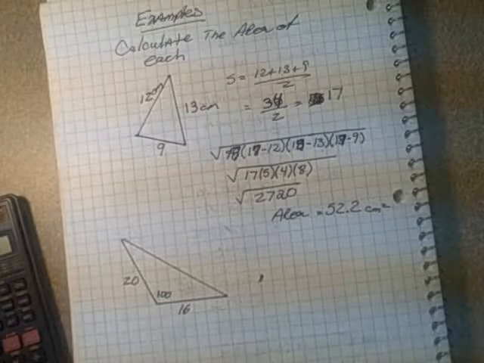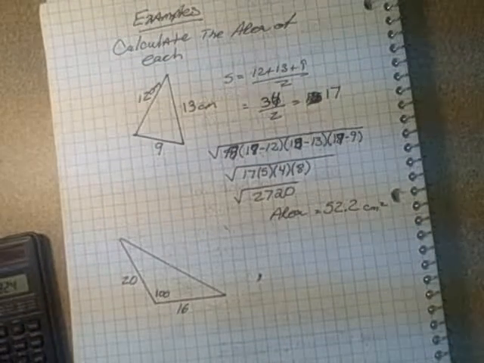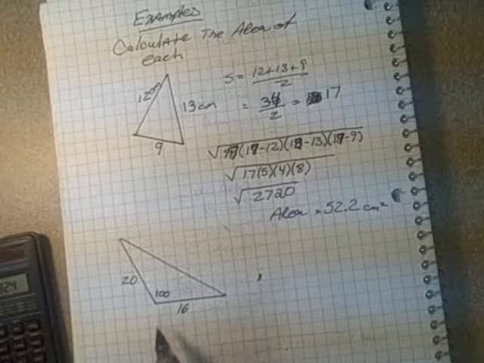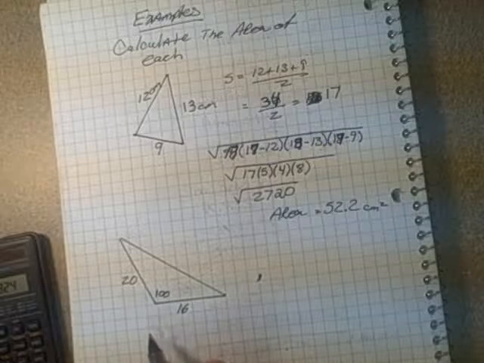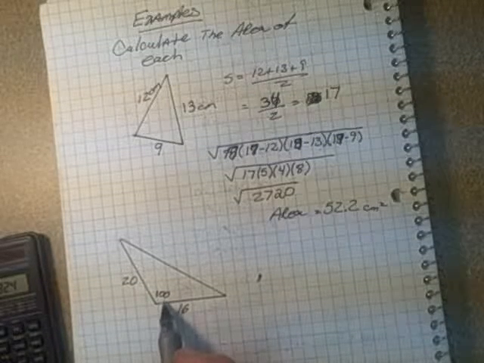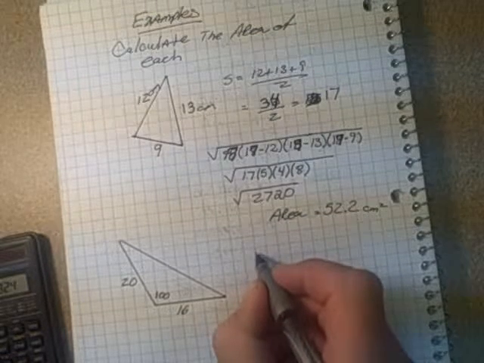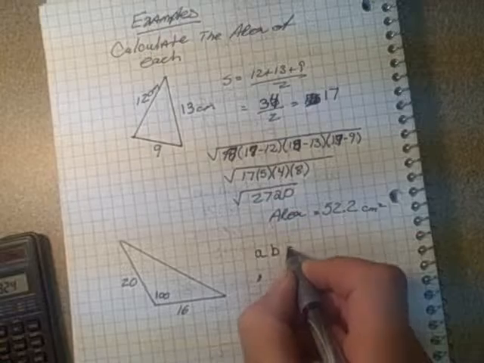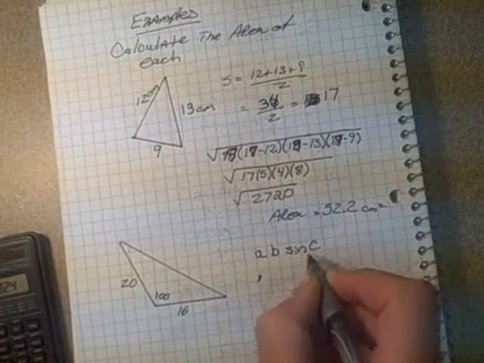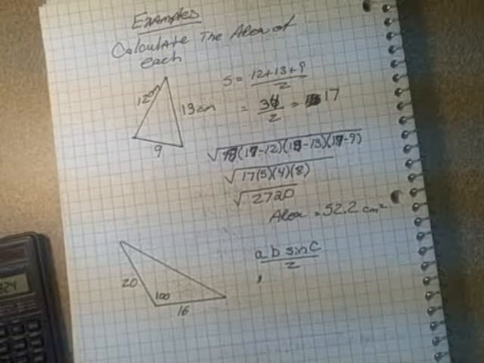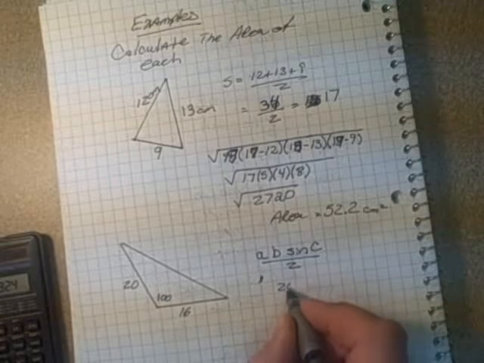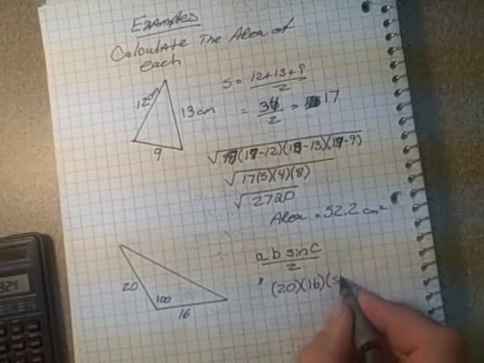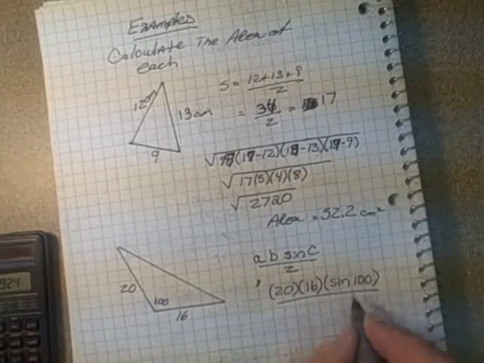Okay, let's do the next one underneath here. This is an application of a side angle side formula. So the side angle side formula, that's our first formula on page 133. It's the two given sides multiplied by the sine of the given angle divided by 2. So it'd be like A, B, sine C, if you like, over 2. Or they use 1/2 times everything, that's the same thing. So 20 times 16 times the sine of 100 over 2.